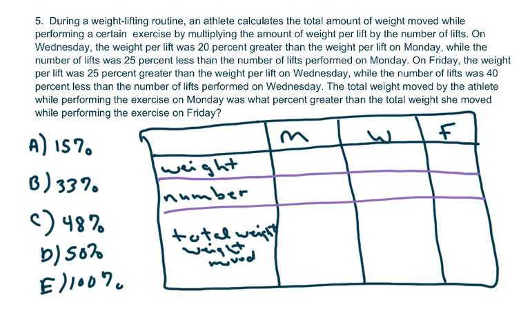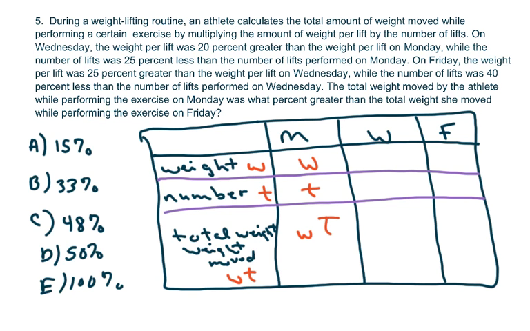Believe it or not, the establishment of an organizing structure such as this is probably the single most important step in the solution. From here on in, all you need to do is put the right numbers in the right places and calculate correctly. So on Monday, the athlete lifted some amount of weight, I'll call this W, and some number of times, we'll call this T, and the total weight moved is going to be WT. So that was Monday.